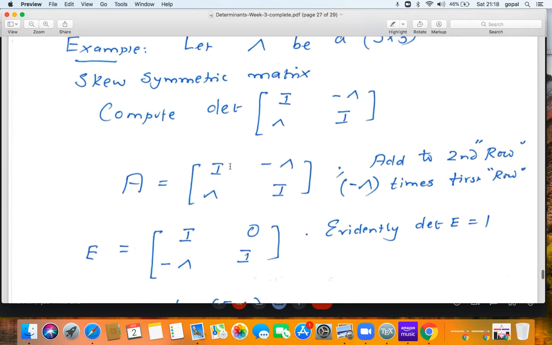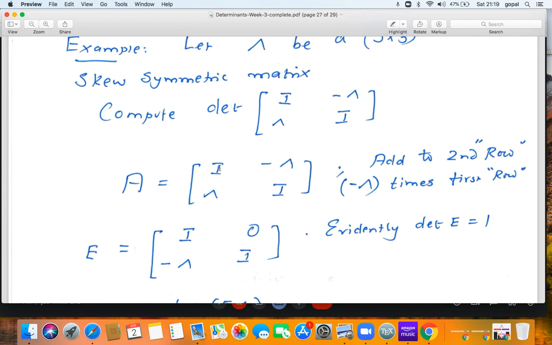That's my matrix A. Now, if instead of I you had 1, 1, and if you had a scalar minus lambda and a scalar lambda, then how do you calculate the determinant? The way you calculate the determinant will be to make this 1 2 entry 0, right? In other words, you would like to add to the second row, I think it should be minus lambda times the first row. I think I made a mistake. You will add to the first row lambda times the second row.